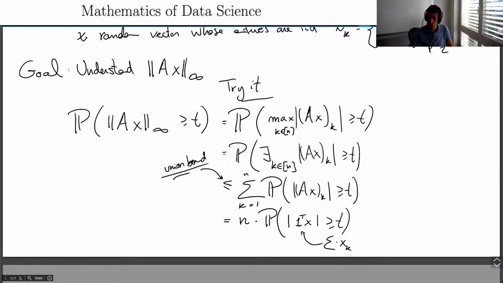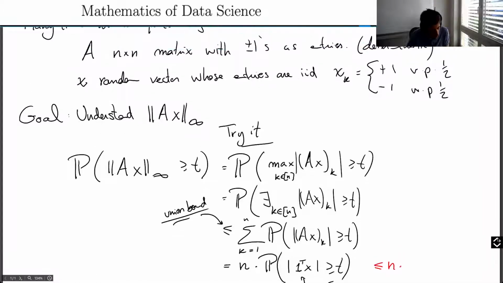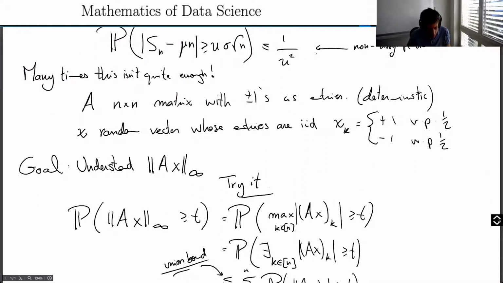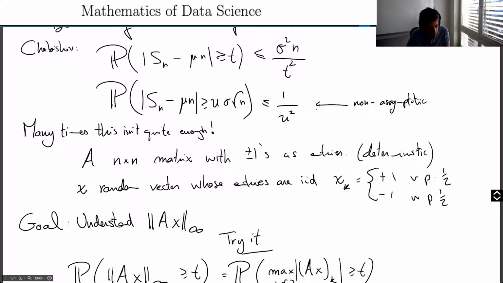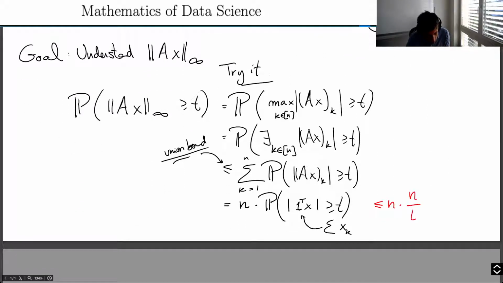Okay? But now try to work it out. Because we're in this kind of situation, if we were to use Chernoff, what would we do? This would be smaller or equal than n times, let's see what we would get. Sigma is 1 because each one has variance 1. And we would get n over t squared. So we'd get n over t squared, and this would be equal to n squared over t squared.